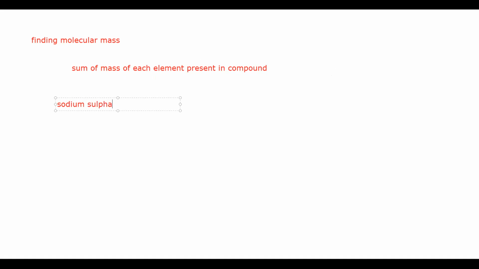For example, when we write the formula for sodium sulfate, what is the formula? Sodium is Na with a charge plus 1 and sulfate is SO4 with a charge 2 minus. So sodium sulfate will be Na2SO4.